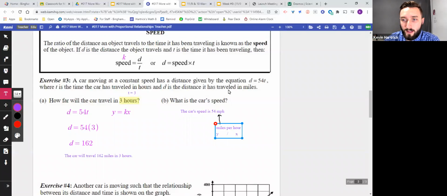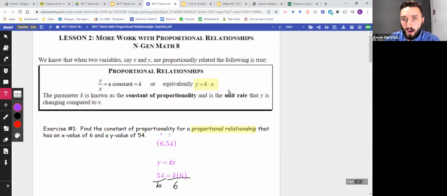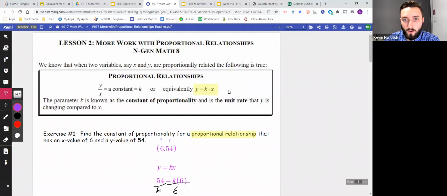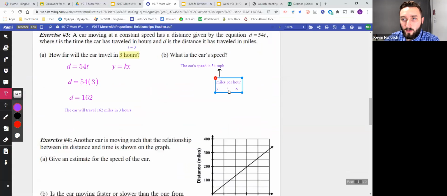Notice the way that this is written is y, and then per is that slash x, y over x. Well, what do we know from our first page? Y over x is the constant, so that makes total sense. They're telling you the y over the x is 54. Y over x is 54. All right, so just this idea of proportional relationships.